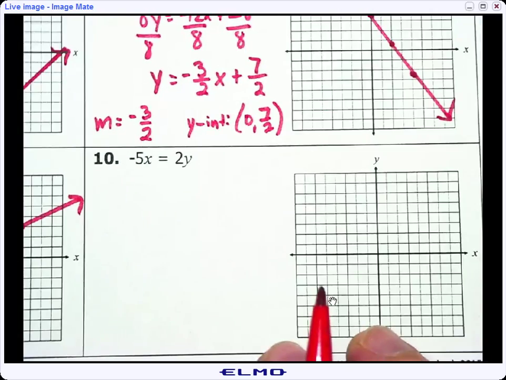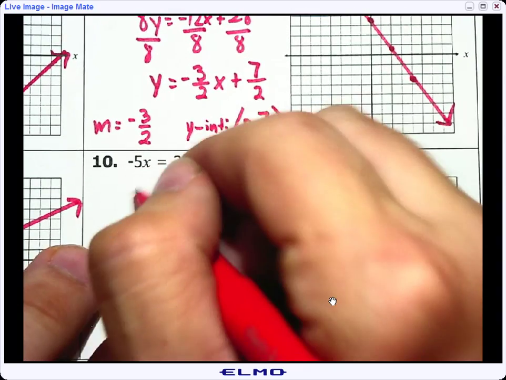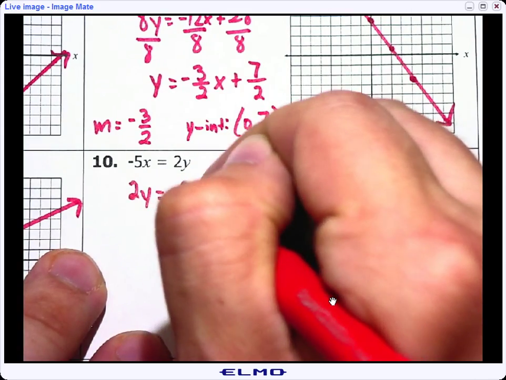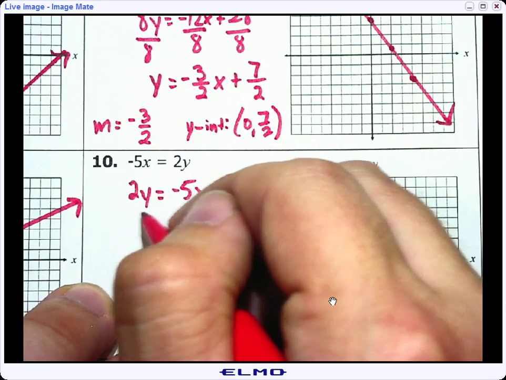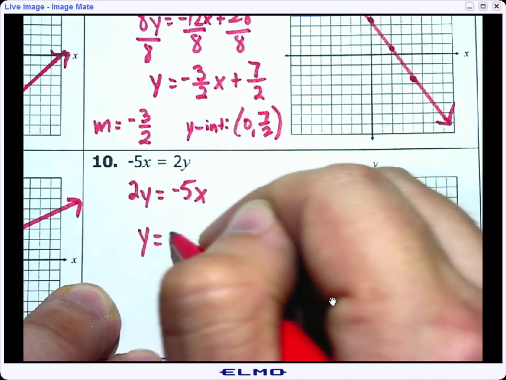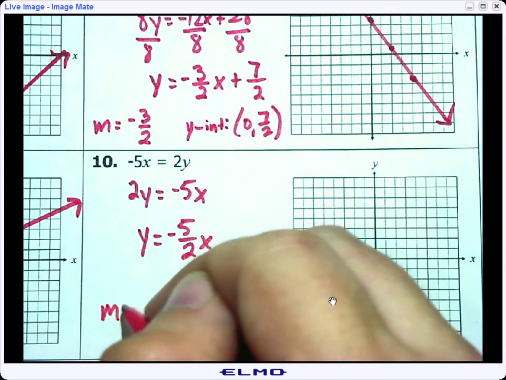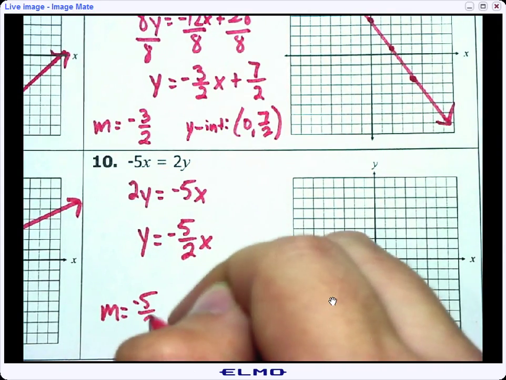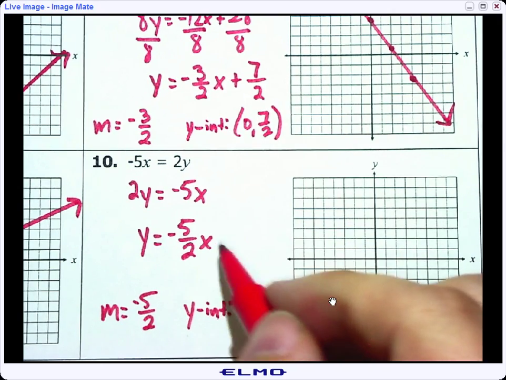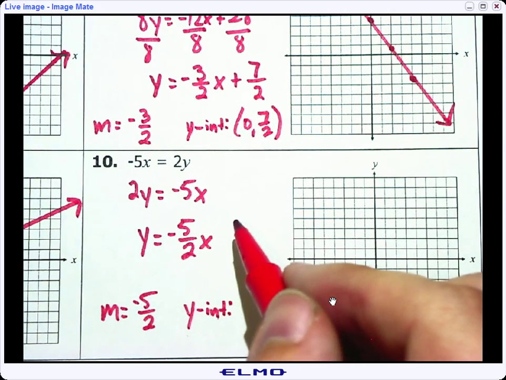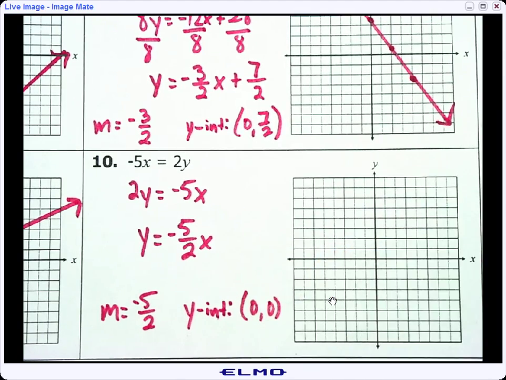Number 10. Let's see here. So negative 5x equals 2y. Well, that's the same as saying 2y equals negative 5x. Just flipping it around. Divide both sides by 2, we get y equals negative 5 over 2x. So my slope is negative 5 over 2. My y-intercept, notice there is no plus or minus anything, so my y-intercept is 0. So my y-intercept is at (0, 0).